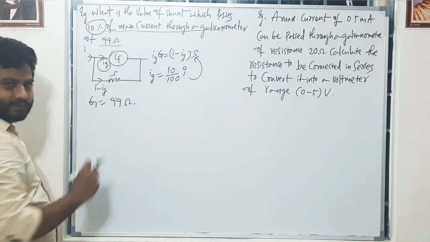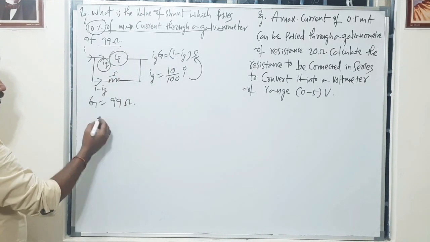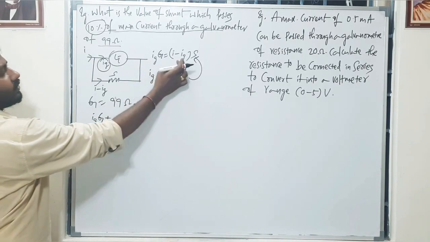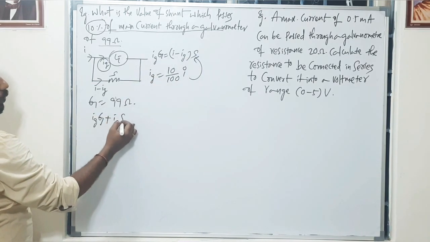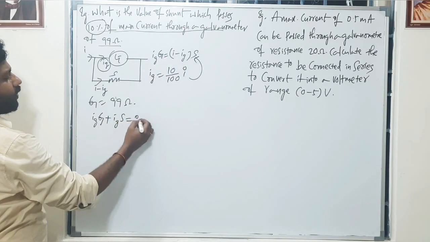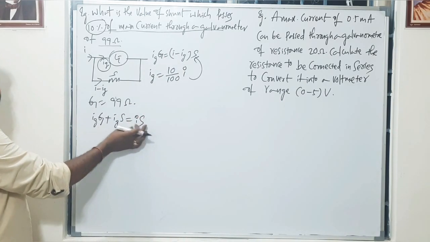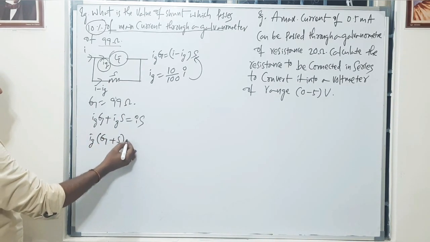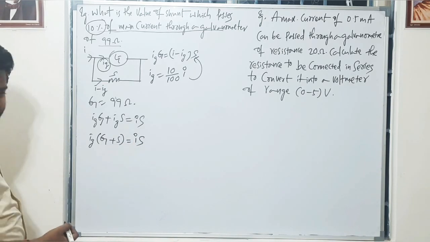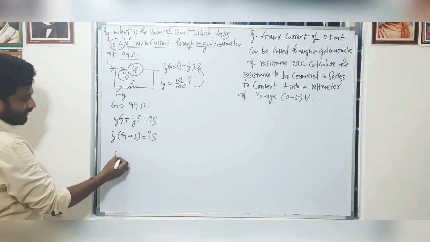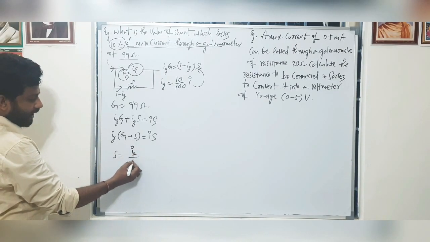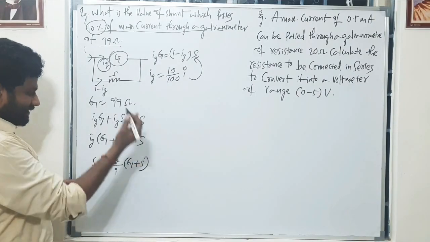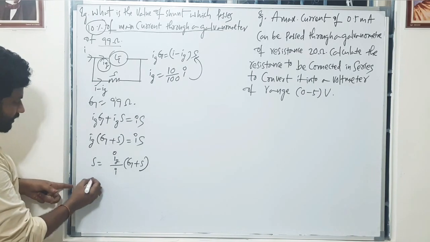Let's take this one. So from here, Ig into G plus this Ig into S is equal to I into S. Our aim is to find the shunt. That's the reason I am writing. So this Ig into G plus S is equal to I into S. So this shunt I can write as Ig by I into G plus S, right? So what is this shunt value?